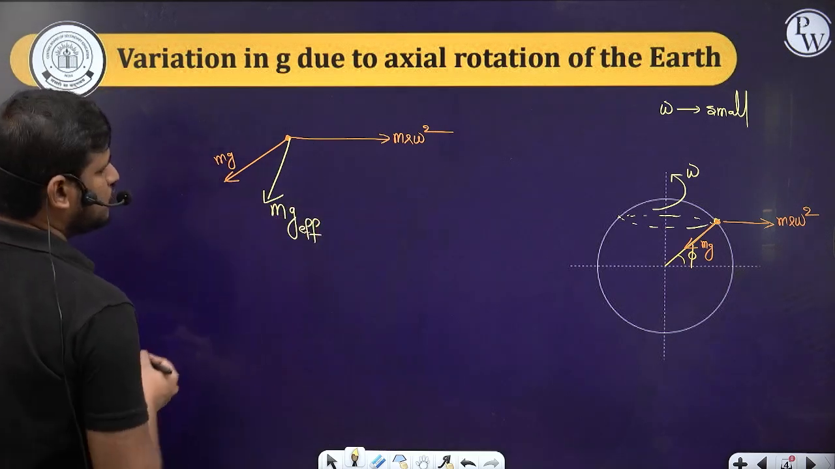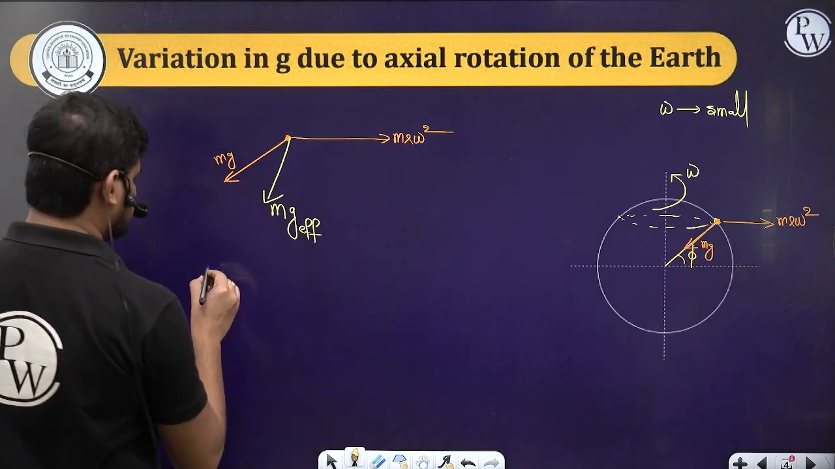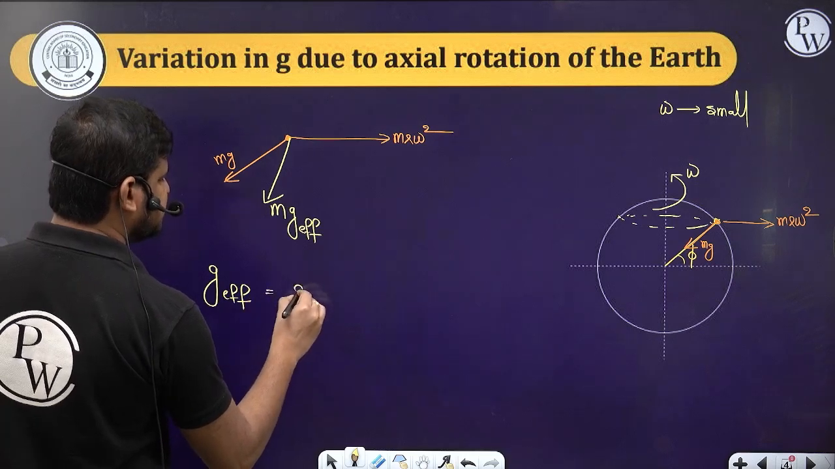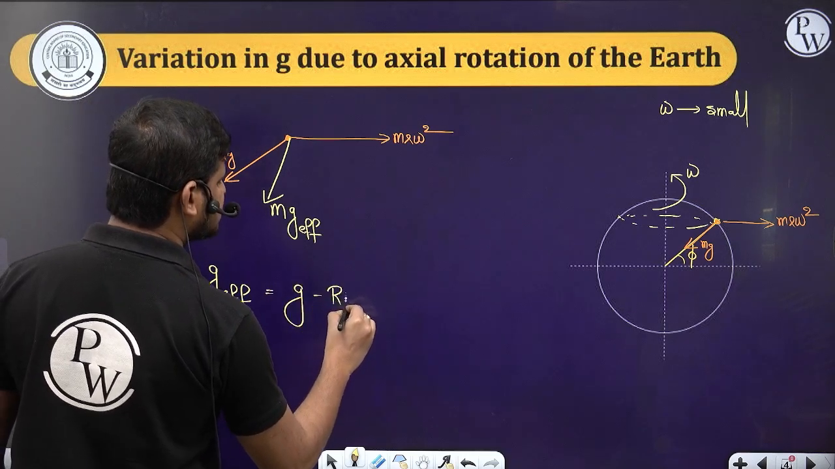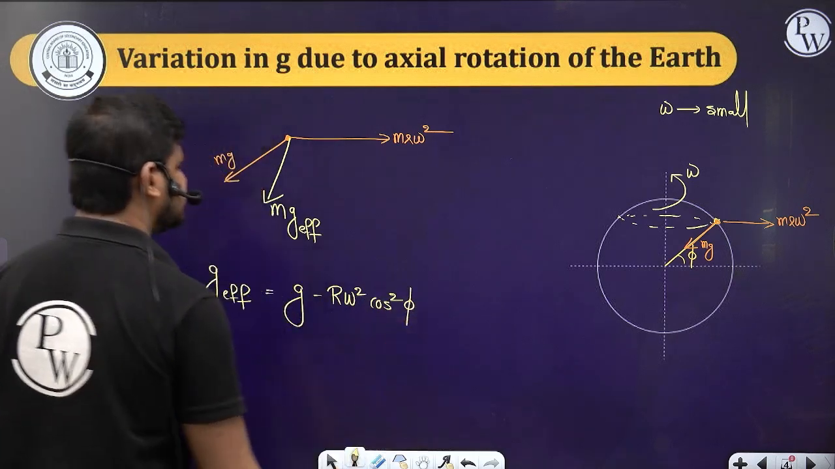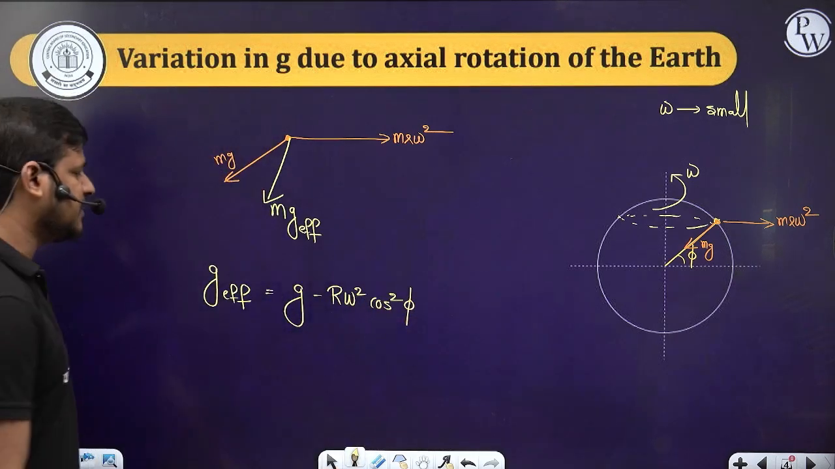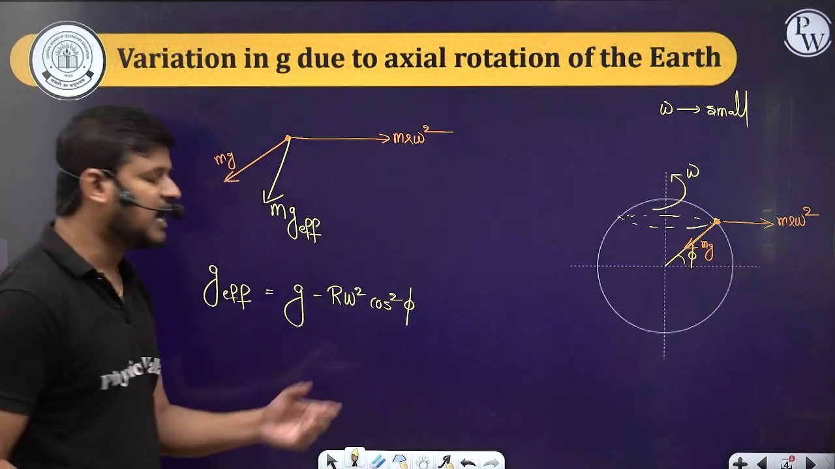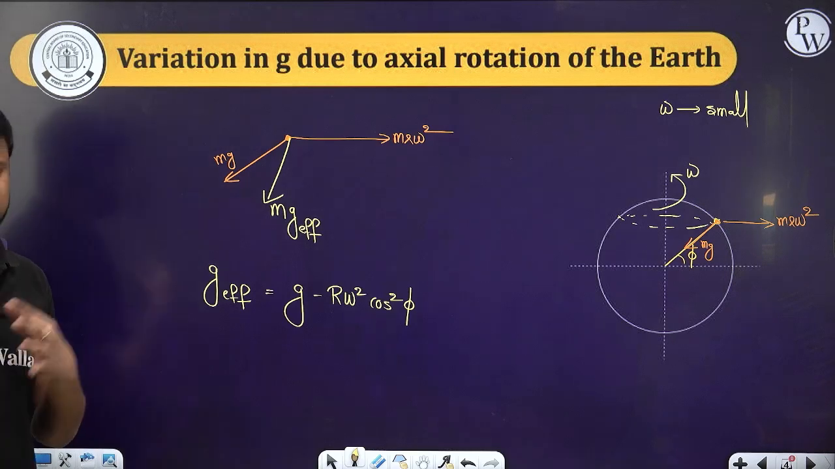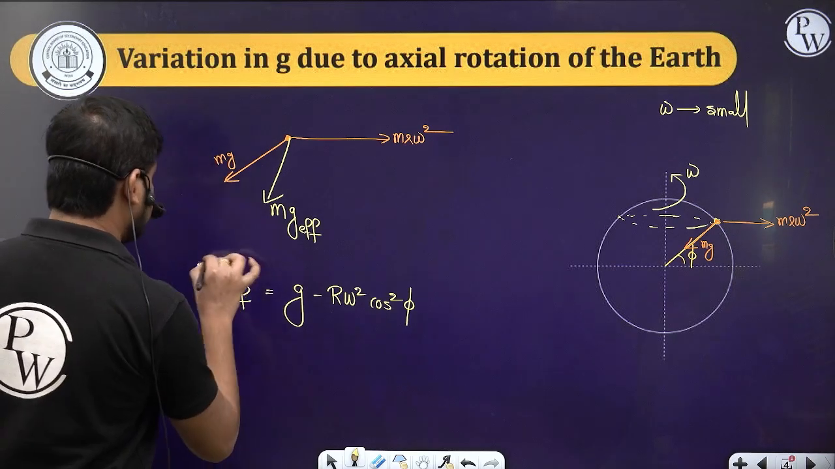So now, what is this g effective? This g effective is equal to g minus r omega square cos square phi. Clear? Understood? So from here, one more point that you should understand.